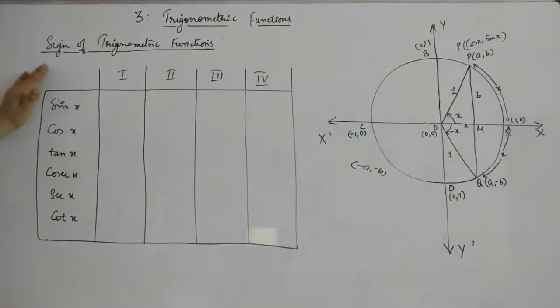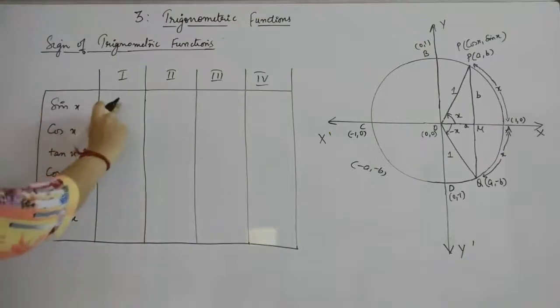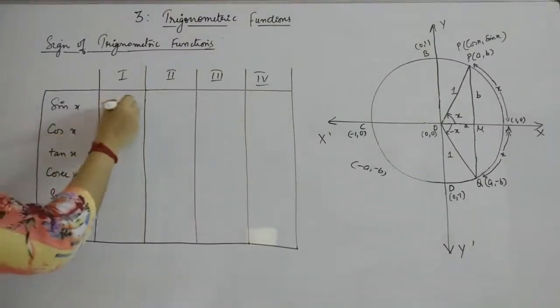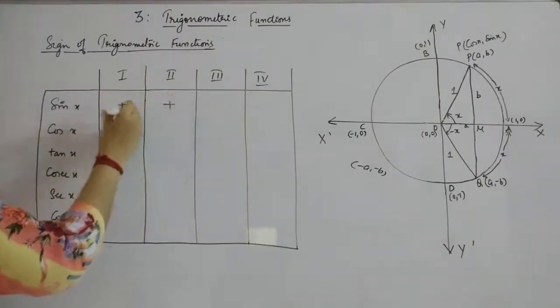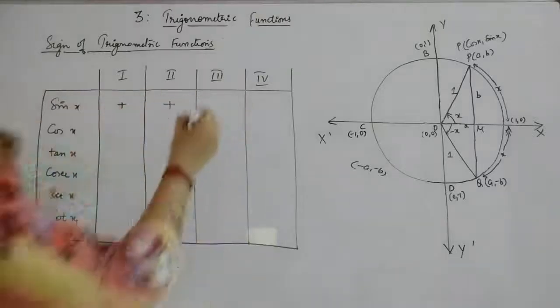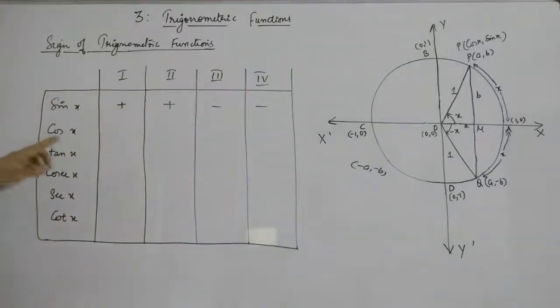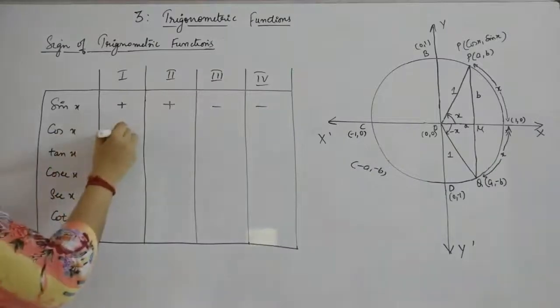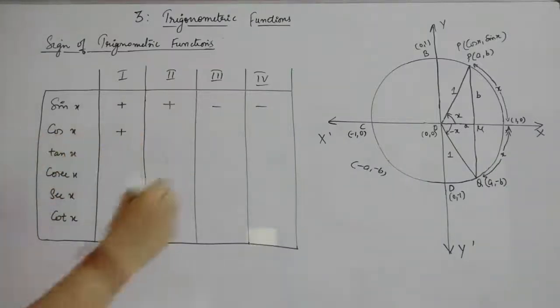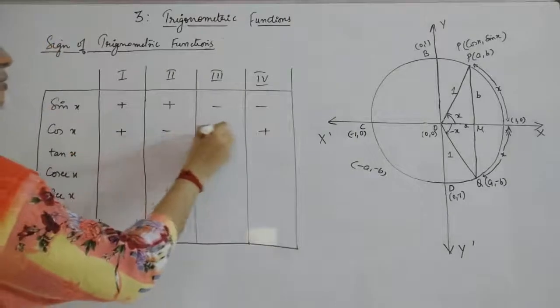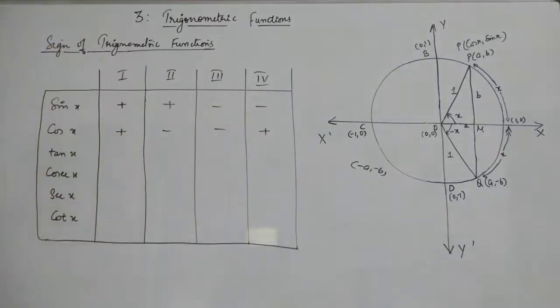Now going for the signs of all the trigonometric functions, since we have dealt with sin and cos, it will be easier to find out for all the other functions also. What we have studied for sin and cos: sin is positive in the first and second quadrant, so you will have positive, positive here. Now for the third and fourth quadrant you have sin to be negative. Now for cos, it was positive in the first quadrant and in the fourth quadrant, so for the other two it is negative.